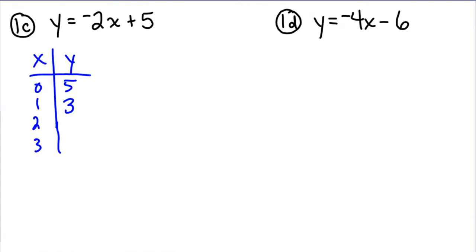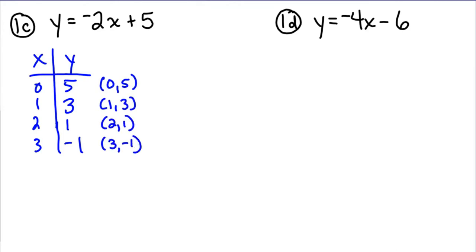And if I put 2 into this function, negative 2 times 2 is negative 4. Negative 4 plus 5 is 1. And if I put 3 into this function, negative 2 times 3 is negative 6. Negative 6 plus 5 is negative 1. So again, my solutions are 0, 5, 1, 3, 2, 1, and 3, negative 1.